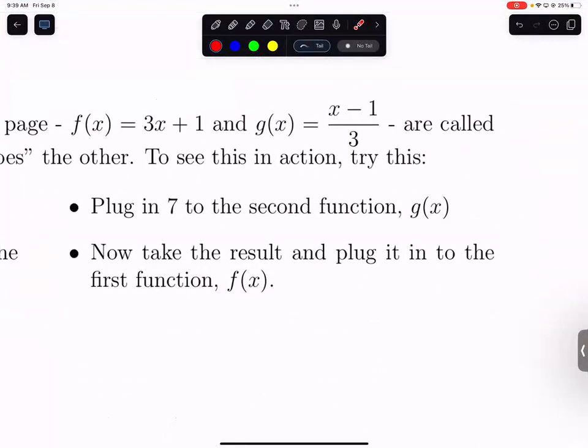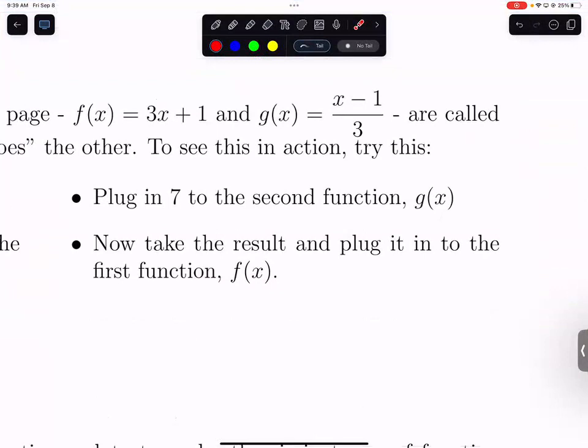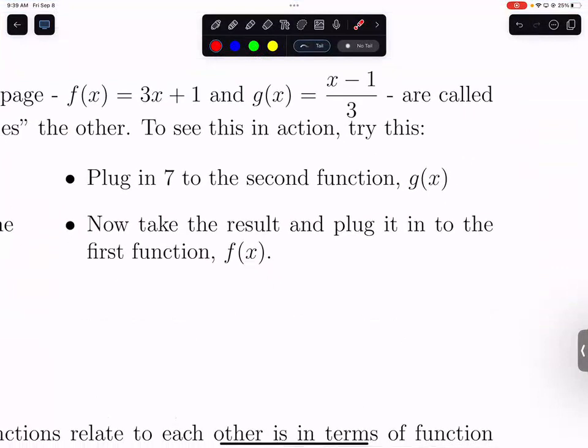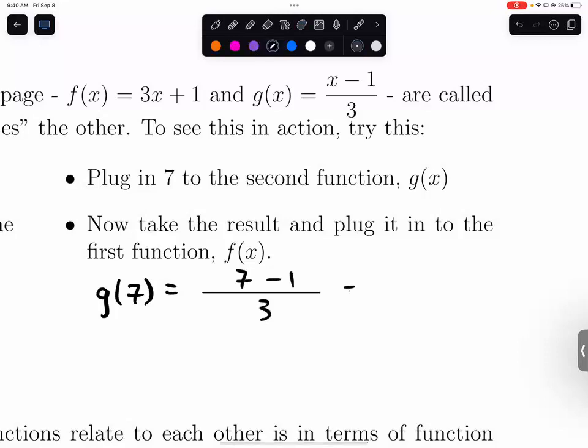Now let's just test this out a little bit more using some of the new skills that we have now. So I've got these same two functions. F is 3x plus 1, g is x minus 1 over 3. We think they're inverses. We're pretty sure because of what we've seen so far, but let's see what that looks like algebraically. If I plug 7 into g, what do you get? Two. 7 minus 1 over 3.